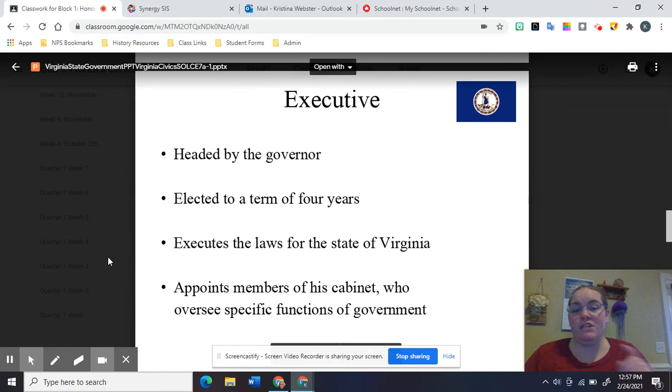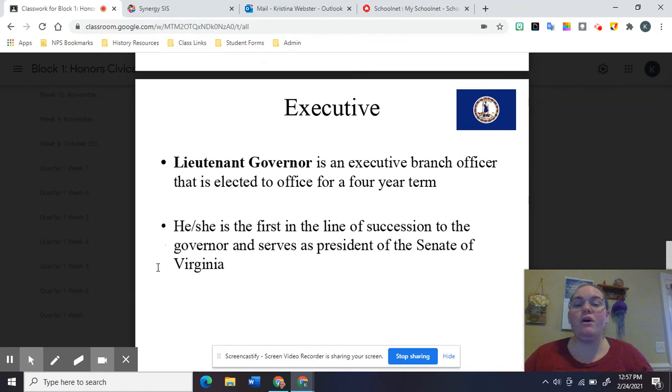Our executive branch, headed by the governor, elected to a term of 4 years, executes the laws of the state of Virginia and appoints members of his cabinet who oversee specific functions of the government. Then we also have the lieutenant governor, who's an executive branch officer elected to a 4-year term. They're first in line if something happens to the governor, and they are also elected on a separate ticket. So theoretically, we could have a Democratic governor and a Republican lieutenant governor and vice versa.